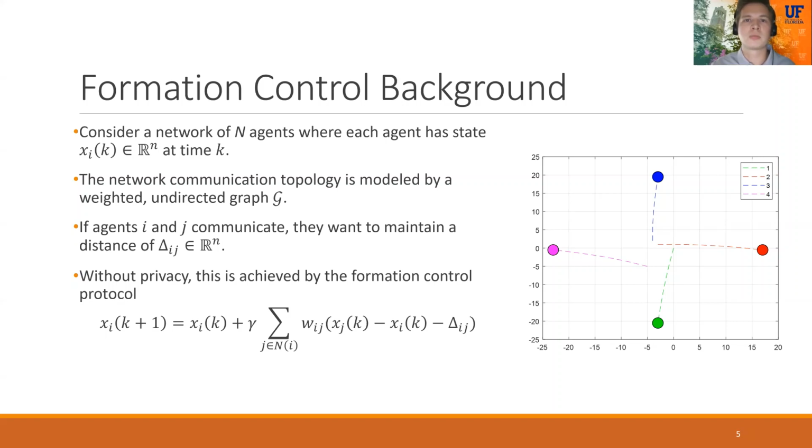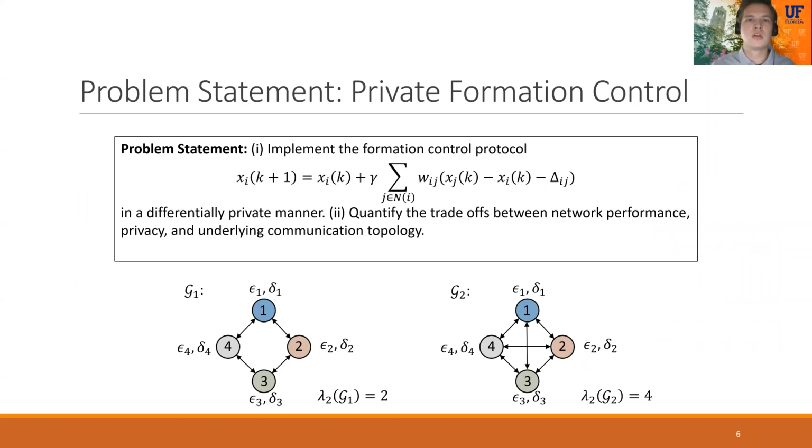So at this point, we formally define differential privacy and the formation control protocol we're interested in. So now I want to formally define the problem we're going to solve. The problem of interest is twofold. First, we're going to implement the formation control protocol in a differentially private manner, so each agent keeps its trajectory differentially private.